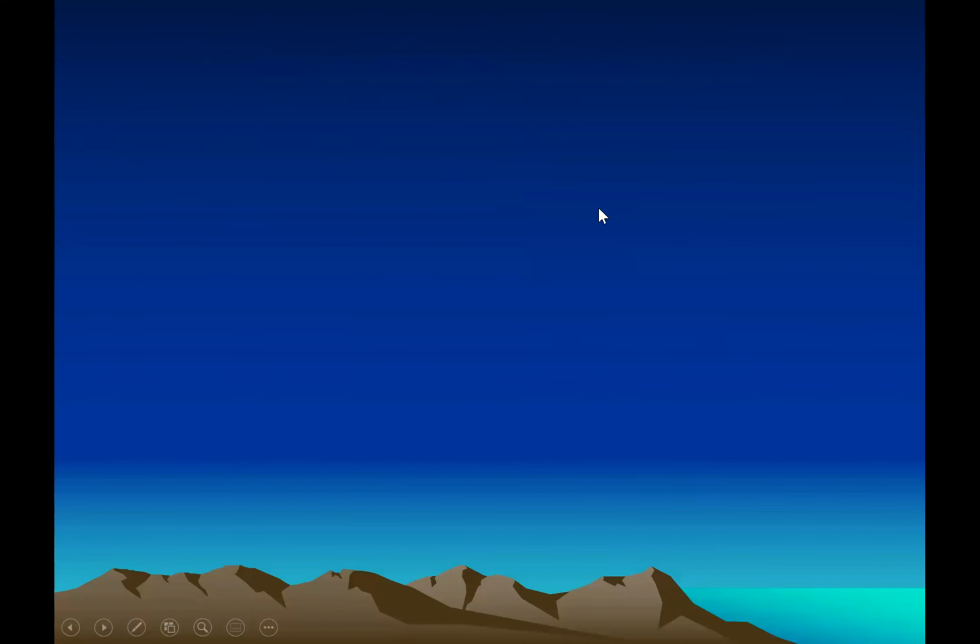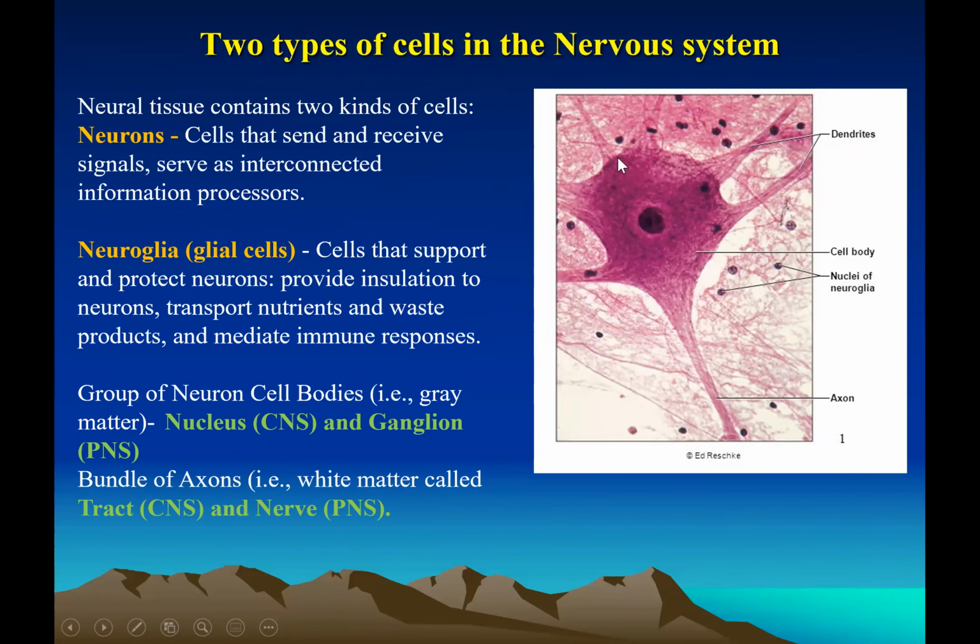A group of cell bodies, see, this is darkly stained, right? A bunch of them together in the central nervous system is called a nucleus, whereas in the peripheral nervous system, it is called a ganglion. That's why everywhere there's a bundle of cell bodies, it will appear gray in the microscope. That's the reason for gray matter and white matter in the brain. The axons are called white matter. A bundle of axons in the central nervous system is called a tract, whereas in the peripheral nervous system, it is called a nerve.